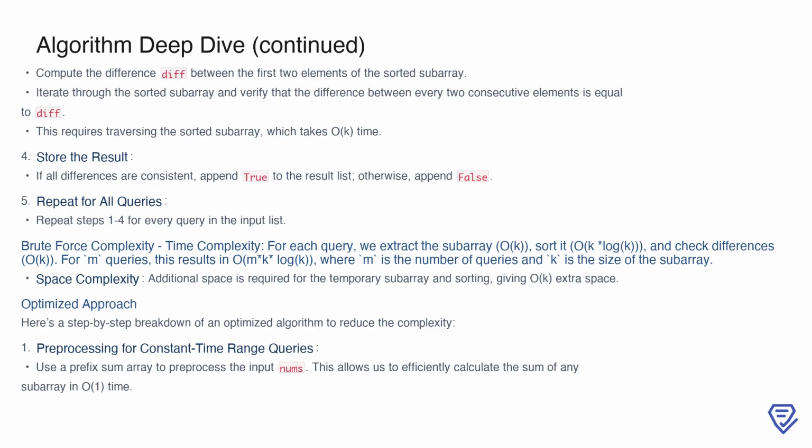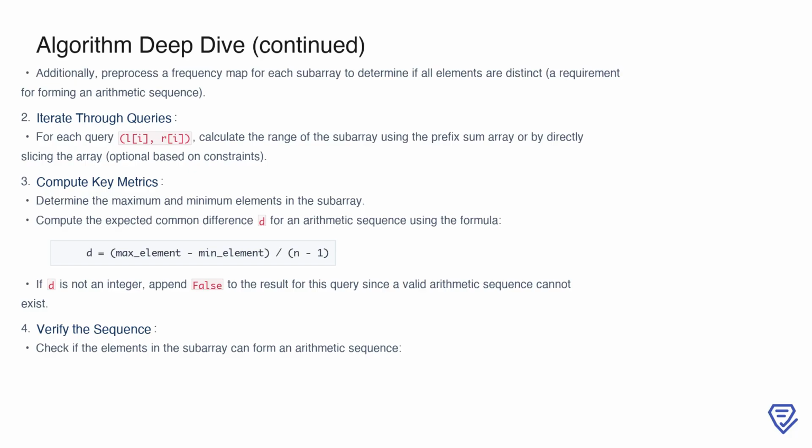Additionally, we use extra space for the temporary subarray and its sorting, resulting in a space complexity of O(K). While this approach works, its inefficiency for large inputs motivates the need for a more optimized solution. To optimize the solution, we leverage pre-processing techniques to reduce redundant computations.